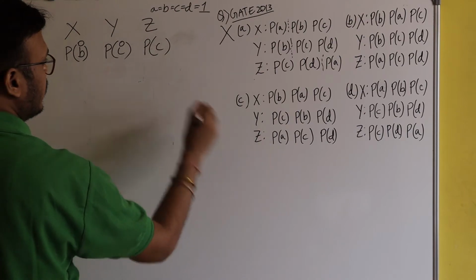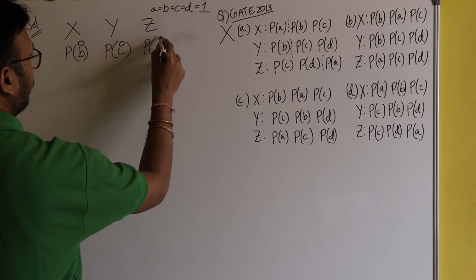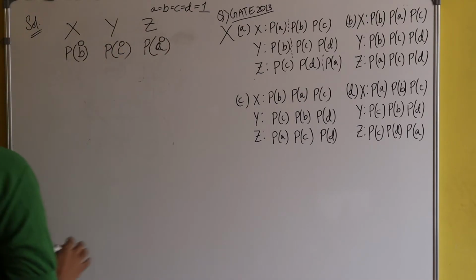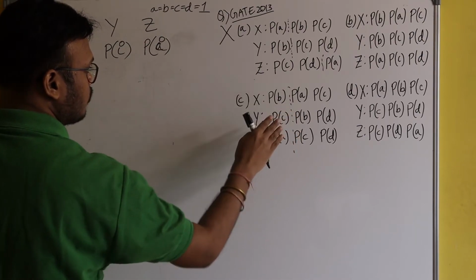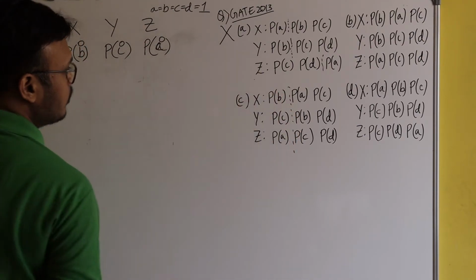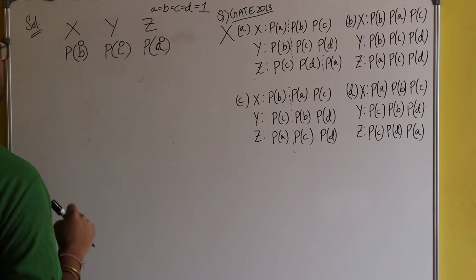So process Z will apply P operation on A. So now the value of A has become 0. So up to this point, all the processes have successfully executed their respective codes. After that, suppose the CPU is given back to process X.